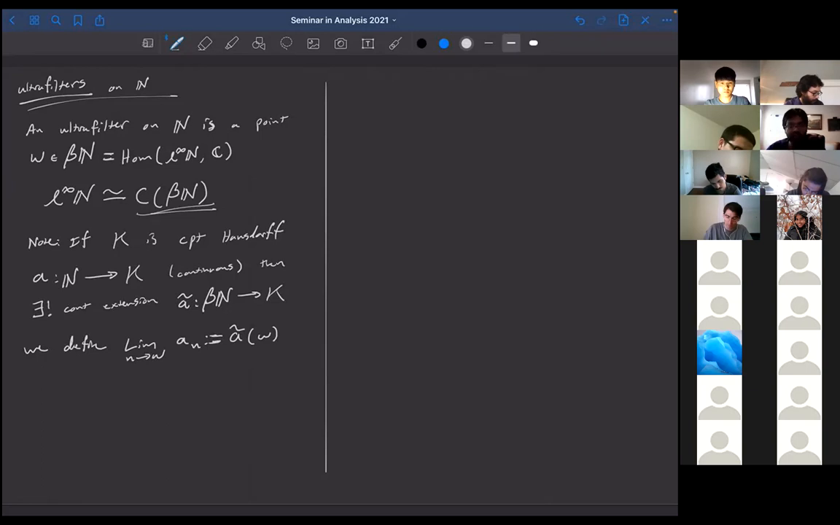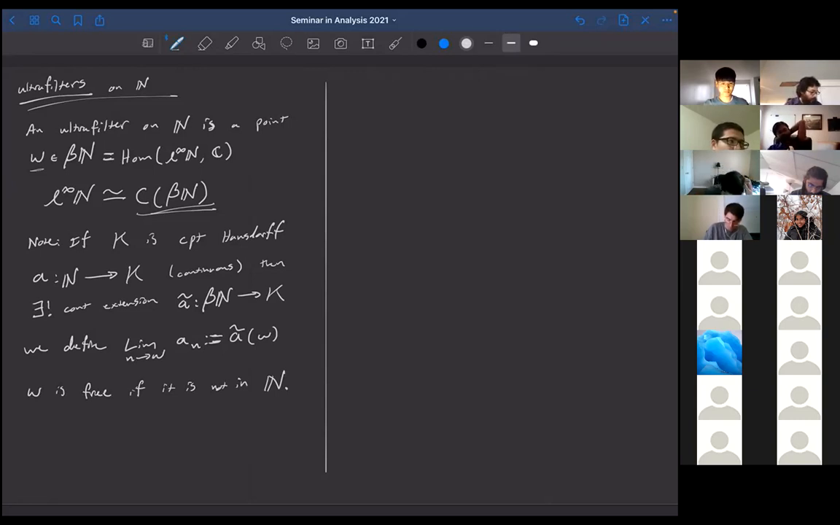So whenever we have a function from the natural numbers to a compact Hausdorff space, we have this limit along the ultrafilter. Of course, it could be silly. So for instance, this ultrafilter itself could just be evaluation at the number 5. And this would not be a particularly nice ultrafilter. So we'll say that omega is free if it is not in the natural numbers. So if it's not just point evaluation at some element of the sequence, then it's called a free ultrafilter.